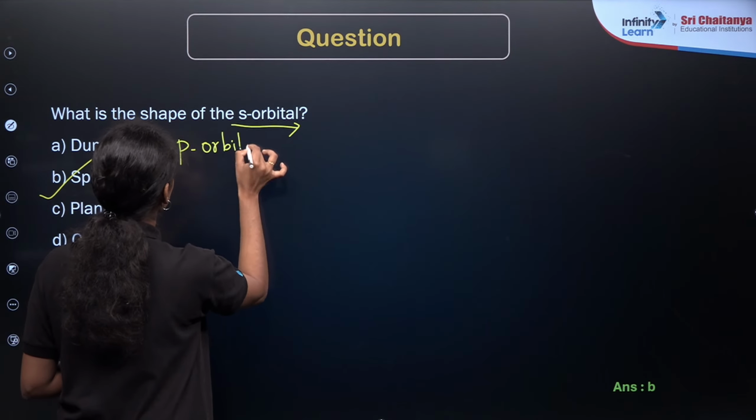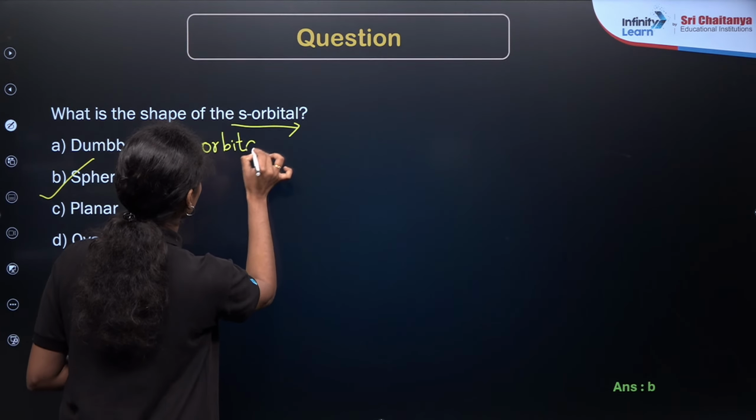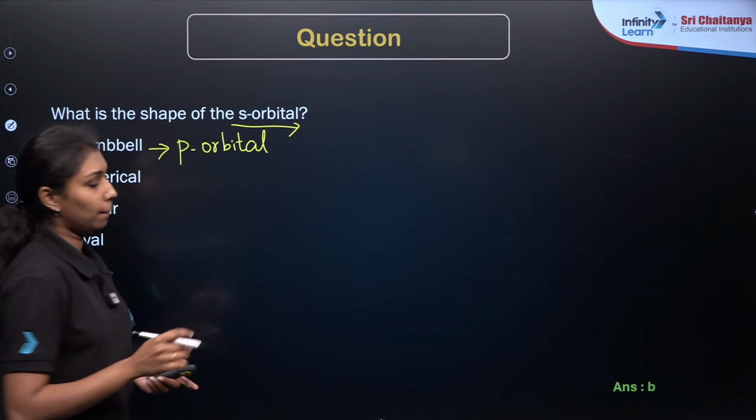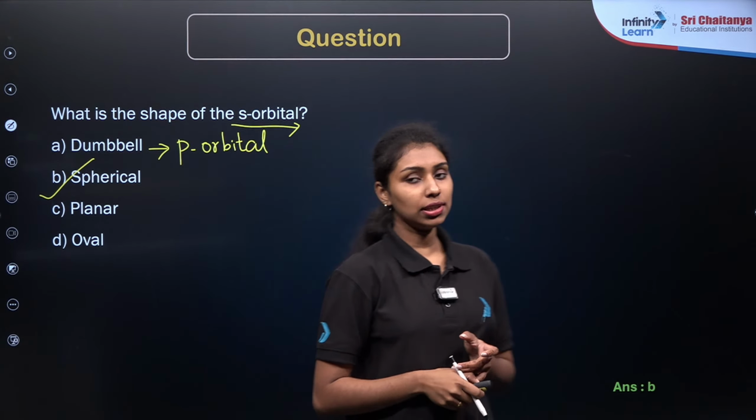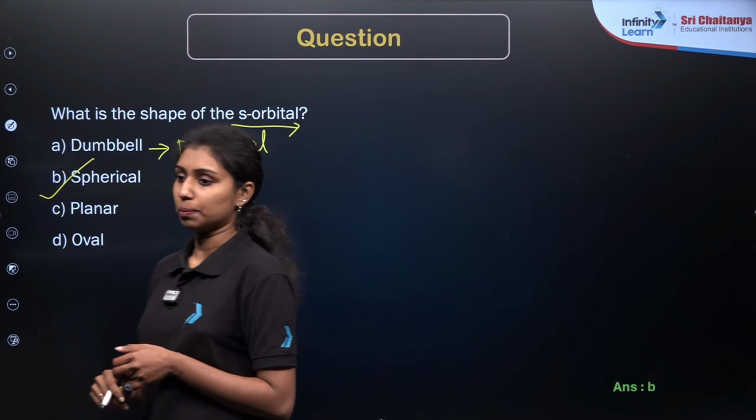So this is a very easy question. Option B will be the correct answer, that is spherical shape for the s orbital. So they will easily form the overlapping, or head-on overlapping, or the axial overlapping, to form the corresponding sigma bonds.